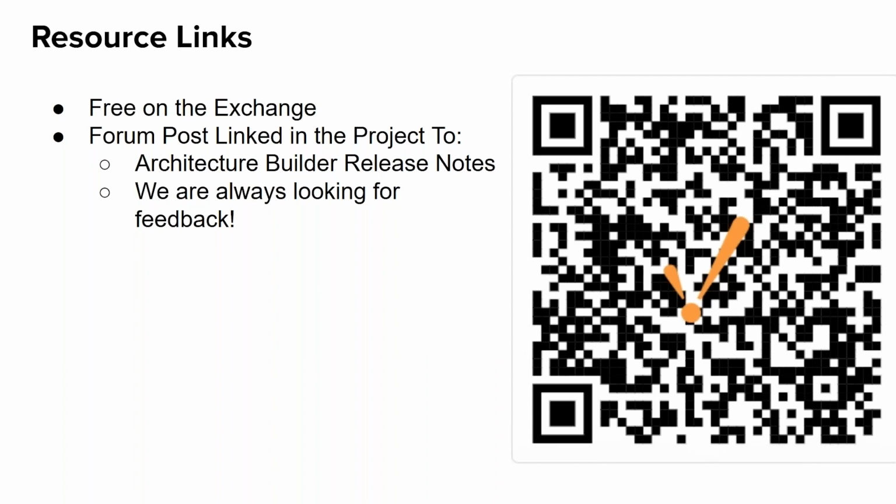We also plan to continue updating this application as new features are requested and bugs are identified. As noted on the Exchange, this resource makes use of Perspective and the web dev modules. So make sure that you have both of them installed on your gateway if you plan to use this resource. There's also a post on the Inductive Automation forums with a link included at the top right of the architecture builder, where you can see what's new, report bugs, ask questions, request new features, or just make general comments. We would love to hear your feedback.